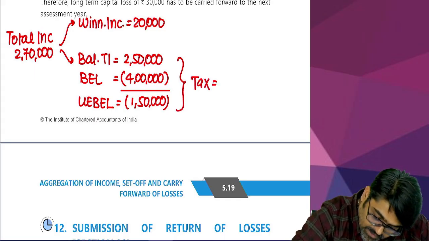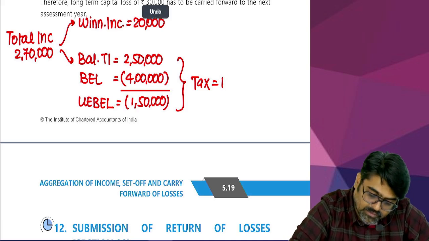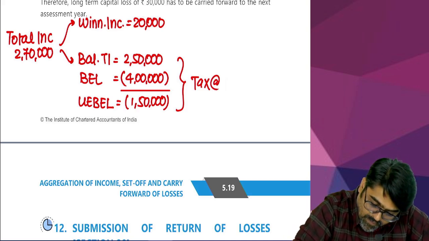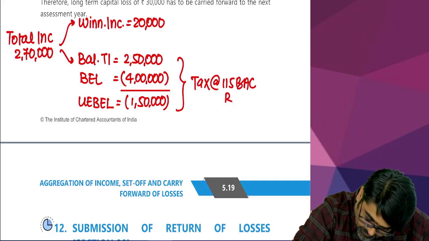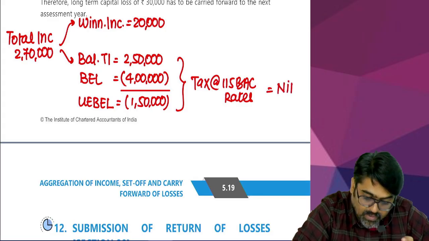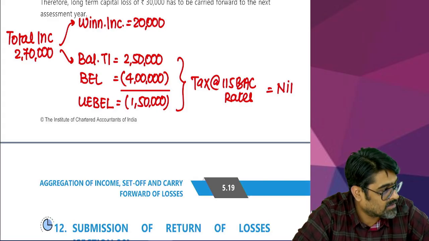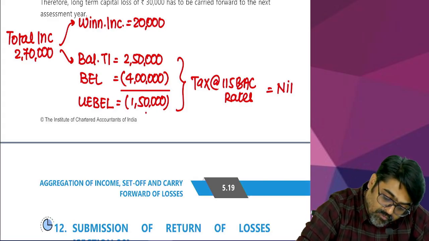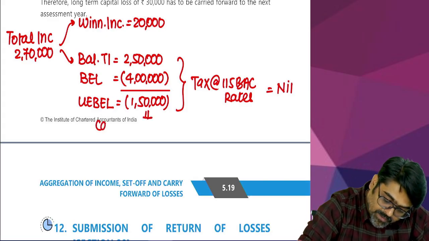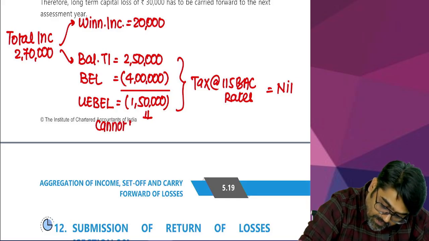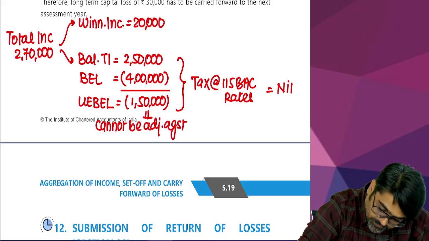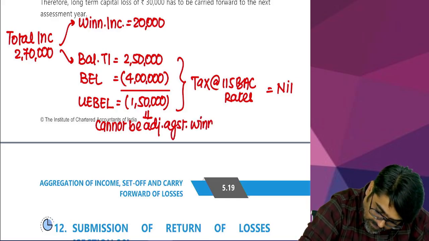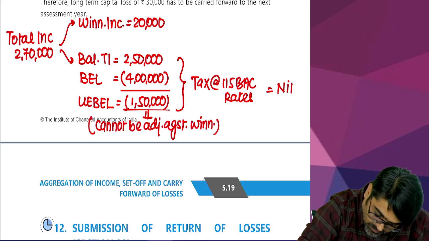Tax here will be nil. Tax at what rate? 115BAC rates. Tax here will be nil, because your entire total income of 2,50,000 is within the limit of basic exemption. You have 1,50,000 unexhausted basic exemption limit, which cannot be adjusted against what? Winnings. Hence the same is ignored. You have to ignore this.